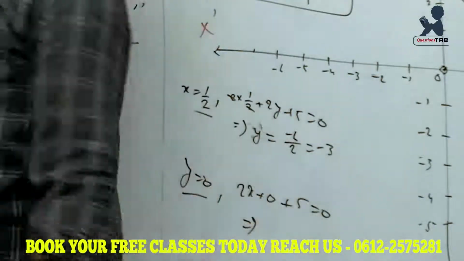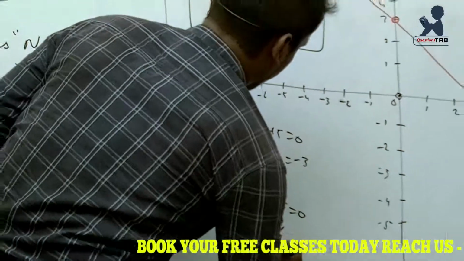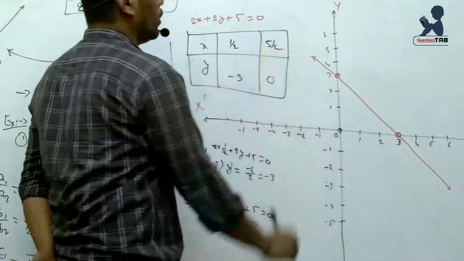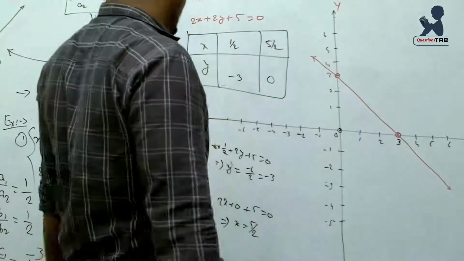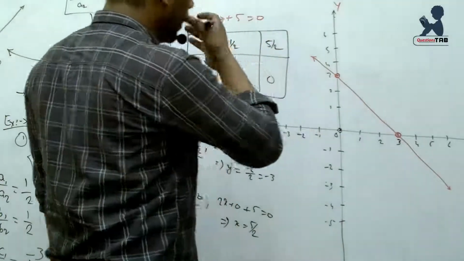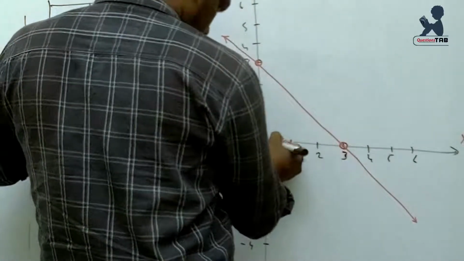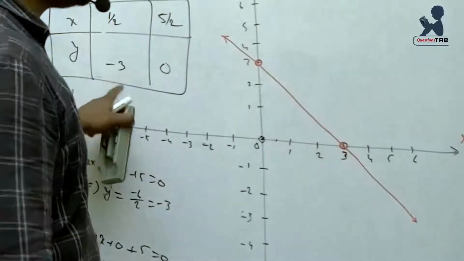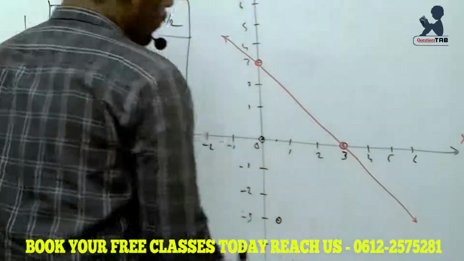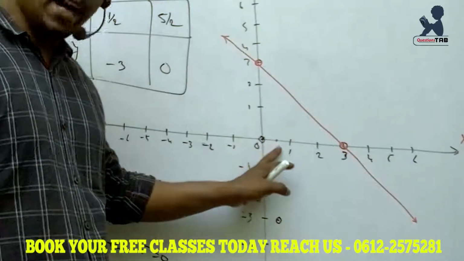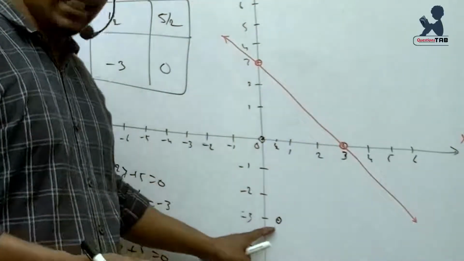So we got x equals 5 by 2. Now let's draw this equation on the number line. So first, for x equals half, that is somewhere here, y is minus 3, so this point comes here. For x equals half, y is minus 3.